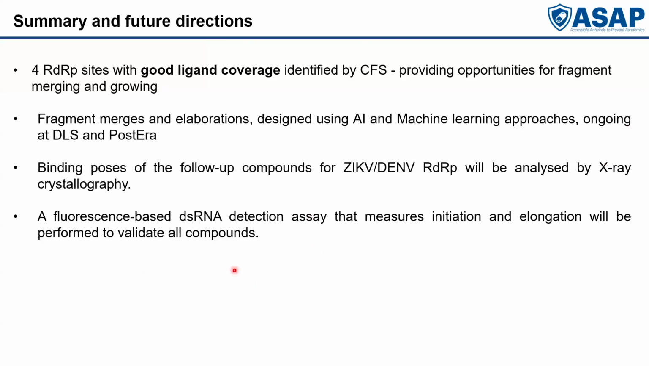Now, going to the overall summary of my presentation. Through crystallographic fragment screen, we identified 4 RdRp sites with good ligand coverage, and this provides opportunities for fragment merging and growing. Fragment mergers and elaboration using AI and machine learning approaches are ongoing both at Diamond Light Source and Postera. The follow-up compounds will be analyzed through X-ray crystallography, and also inhibition will be validated through biochemical assay. And the compounds will also be tested through a biophysical assay.